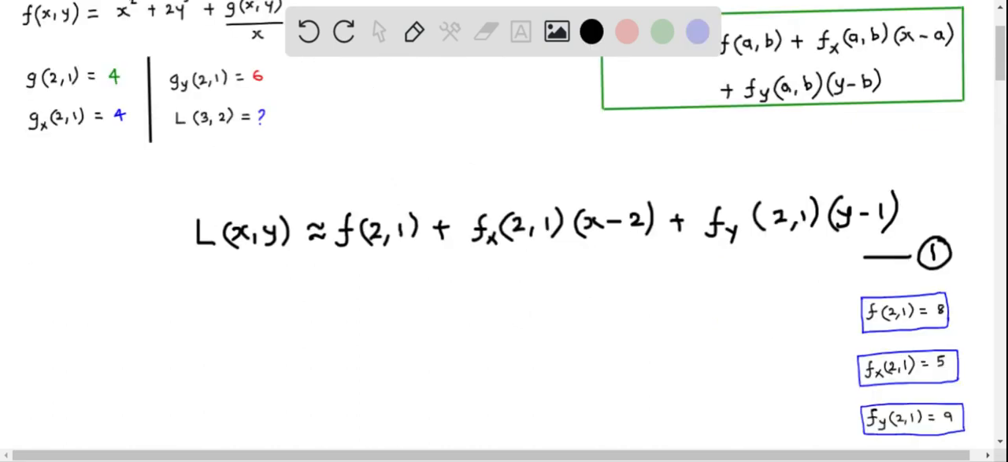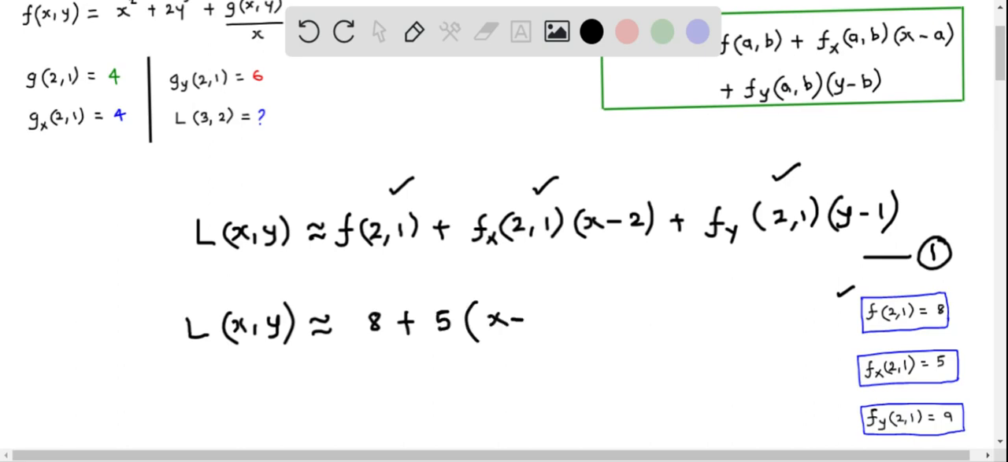So now that we have determined the values of f of (2, 1), fx of (2, 1), and fy of (2, 1), we can substitute these values into this equation to write the equation for L of (x, y). So I write down L of (x, y), and this is approximately equal to f of (2, 1), which is replaced as 8, plus fx of (2, 1). This equals 5. So therefore it becomes 5 times (x minus 2) plus fy of (2, 1), which is replaced as 9, and 9 times (y minus 1).